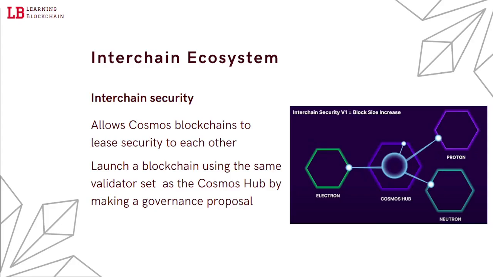Another interesting concept developed in these last few years is interchain security, where there is a provider chain that provides security to another chain that is called a consumer chain. This allows Cosmos blockchains to lease security to each other. For example, we can have the Cosmos Hub, whose validators are used to secure other chains like Stride, Neutron, and Duality. In order to launch a blockchain using this scheme, you have to submit a governance proposal on the Cosmos Hub to make this happen.